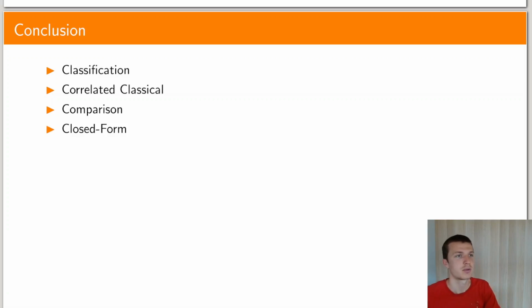Okay, what did we do in this video? We introduced the classification of quantum random walks to you and compared them to correlated classical random walks. That's also the motivation why to investigate those quantum random walks, and we gave a closed form expression for both versions.